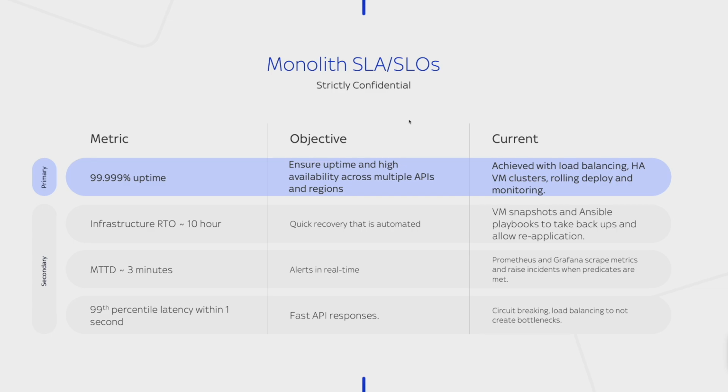First, an infrastructure RTO of approximately 1 hour, made possible with automated backups via VM snapshots and fast redeployments using Ansible playbooks. Secondly, we target a mean time to detect of around 3 minutes, leveraging Prometheus and Grafana to detect and raise alerts as soon as failure conditions are met in real time, and notify teams in external communication tools like Slack, Microsoft Teams, etc., as integrations to post exist.